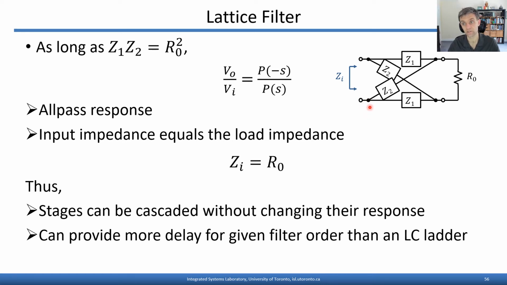Now, LC ladders are still useful because all their capacitive impedances are grounded in an LC ladder. And so that is the case for parasitic capacitances. So that makes them kind of natural for distributing parasitic capacitances. Whereas lattice filters have these crossing impedances. Having said that, for some applications, lattice filters can be a more efficient way to realize a larger delay.